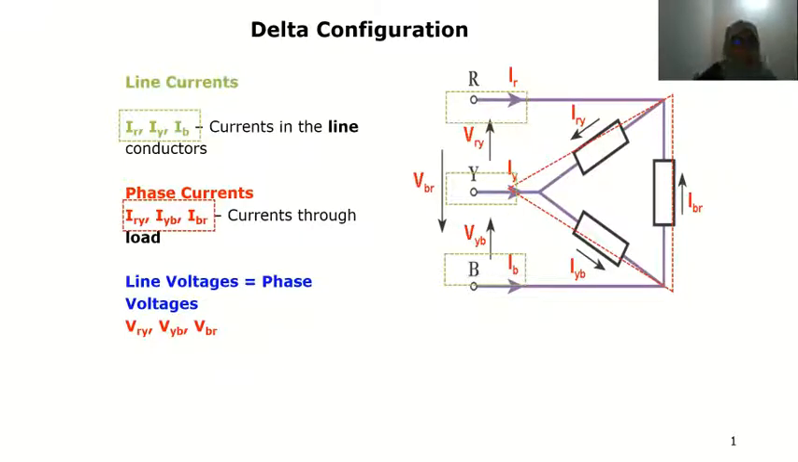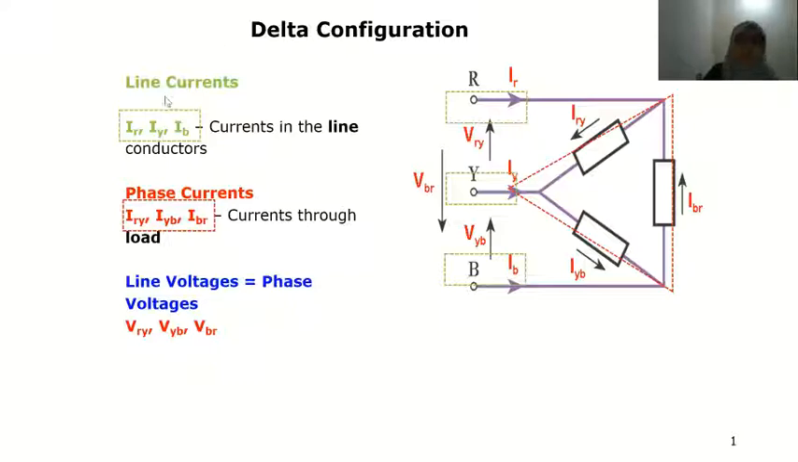We are still in chapter 4, part D. Now we look at the delta configuration. Previously, we were considering the star configuration. Right now we look at the delta configuration.